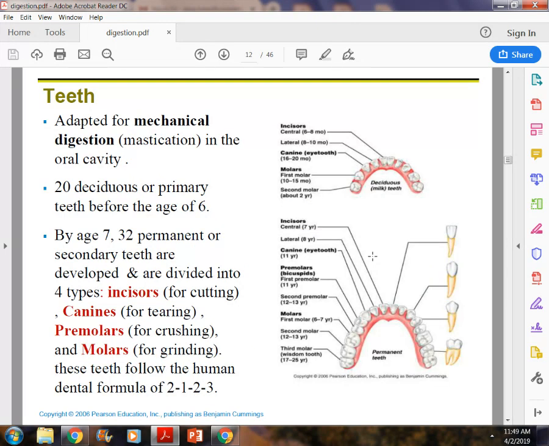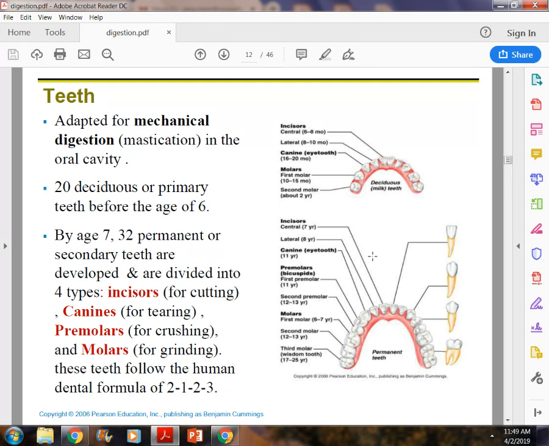So important things to know about your teeth. They are adapted for mastication or for mechanical digestion. A small child has about 20 deciduous or primary teeth, 20 teeth when you're small. And then we have 32 permanent teeth as adults. We have 4 different types, so I would know a child has 20 teeth, an adult has 32. I would know that there are 4 types of teeth. Incisors are for cutting, canines are for tearing, premolars are for crushing, and molars are for grinding.